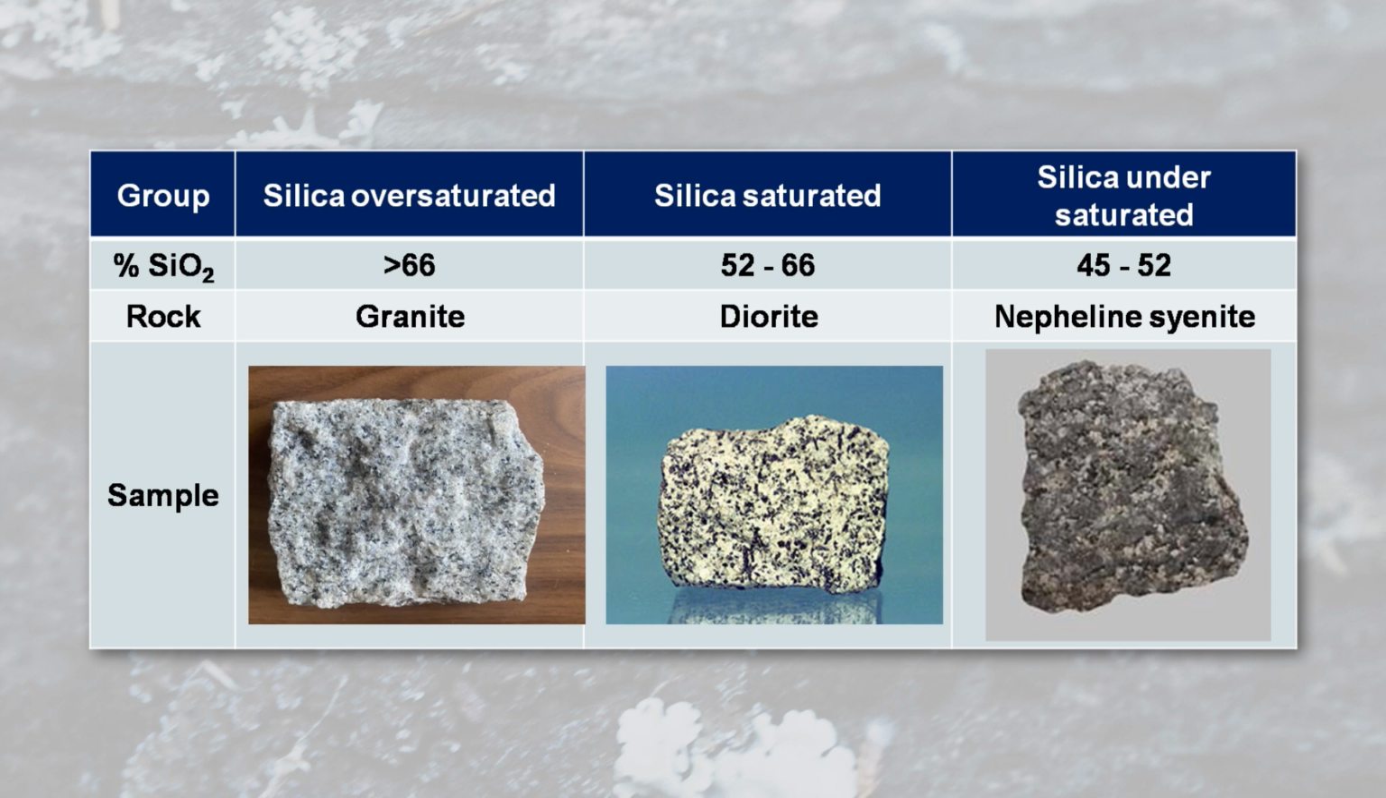A common rock crystallizing under the silica saturated category is diorite, and here is an example of diorite. Then we have the silica undersaturated rocks, which have a silicon percentage of 45 to 52. A common rock type crystallizing under this is nepheline syenite, and here is an example of a nepheline syenite hand specimen.